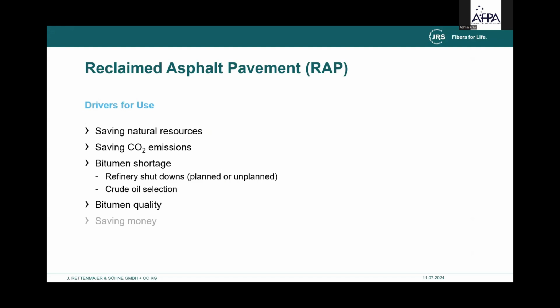So what are the drivers for using RAP in new asphalt mixes? The first approach should be the environmental one, so saving natural resources and saving CO2 emissions. The second one for sure can be the technical side, so bitumen shortages, whether a refinery has a shutdown, planned or unplanned, or the crude oil selection of the oil companies.